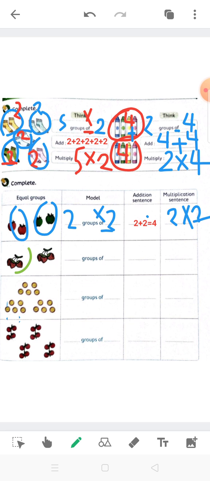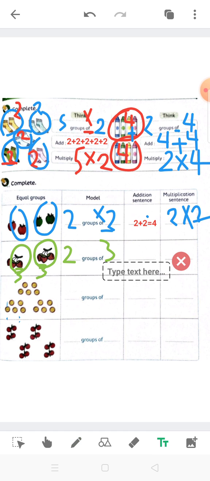What do we have here? I've got 2 equal groups. Each group has got 3 strawberries. Okay? So how many groups? I've got 2. The number of elements in each group? I've got 3. So I will write the addition sentence.